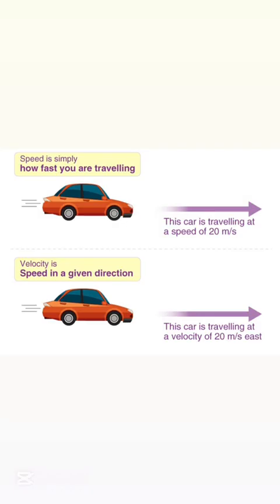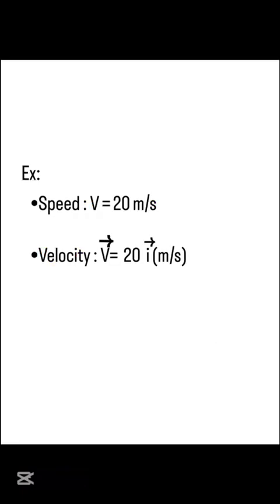Simply, speed is how fast you are traveling. Okay, this car is traveling at a speed of 20 meters per second, whereas velocity is a speed in a given direction. Example, this car is traveling at a velocity of 20 meters per second east. This is not an example only, it's the way we write speed and the way we write velocity, okay?